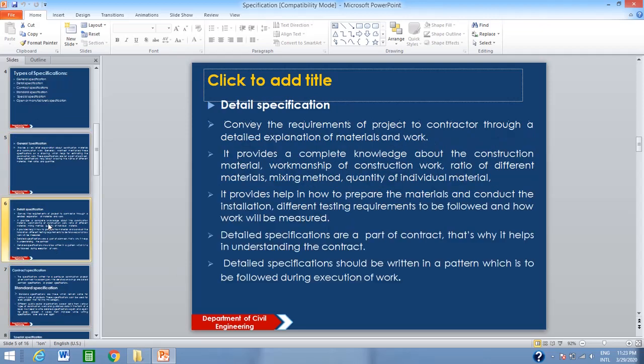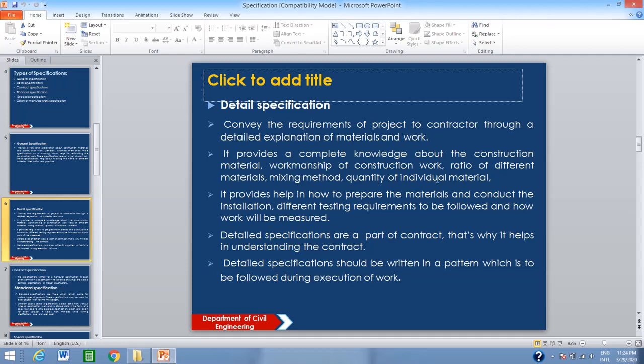And the next thing is, what is the detailed specification? It conveys the requirements of the project to the contractor through a detailed explanation of the material and work. It provides complete knowledge about the construction material, workmanship, and construction work. It helps in how to prepare the material and conduct the installation. Detailed specification is a part of the contract.